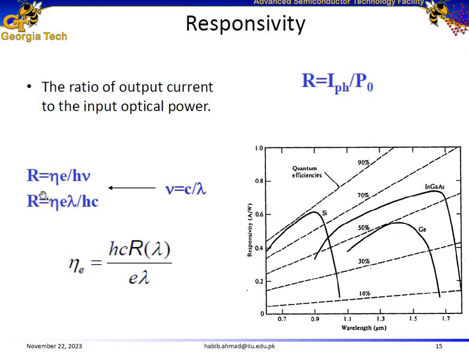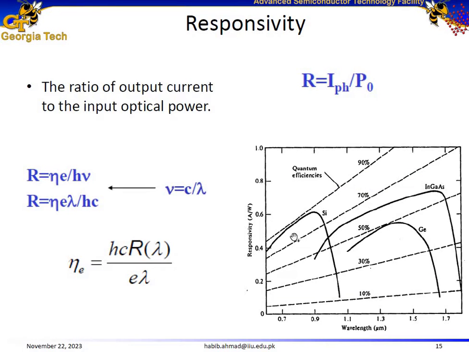We get an equation for responsivity which is equal to quantum efficiency times charge on electron divided by Planck's constant times the frequency of the incoming light. I'll replace the frequency with c divided by lambda. We get this form for calculating the responsivity of a photodetector.